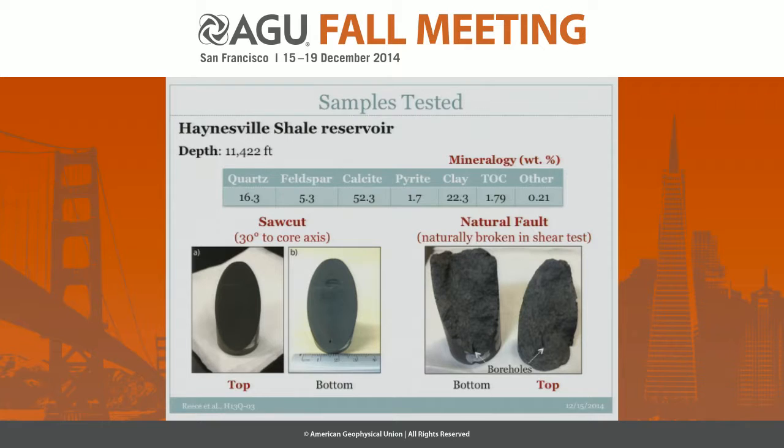And at the bottom of the slide, you can see the 2 different types of samples that we used. On the left, the Sawcut sample, the top half and the bottom half. And on the right, you can see that natural fault that was developed in a shear test that was previously performed by a previous student in the group. And I indicated here where those little boreholes are that we drilled so that the pore fluid can access this fault surface. And I highlighted the top parts because these are the sample halves that we are actually looking at here in this talk that I'm going to present you the results for.